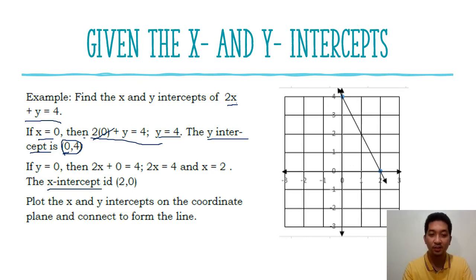Next, if y is equal to 0, kasi ang hinahanap natin ay x-intercept. Okay, so pag x-intercept, ang gagawin mong 0 ay yung y. So, you have 2x plus 0. Sir, saan galing yung 0? Yung y ay gagawin mong 0. That's it.